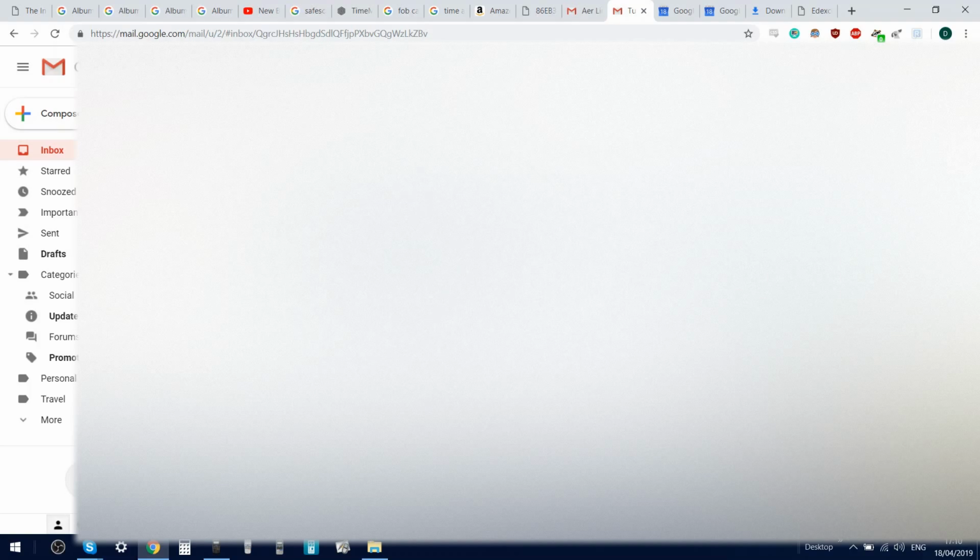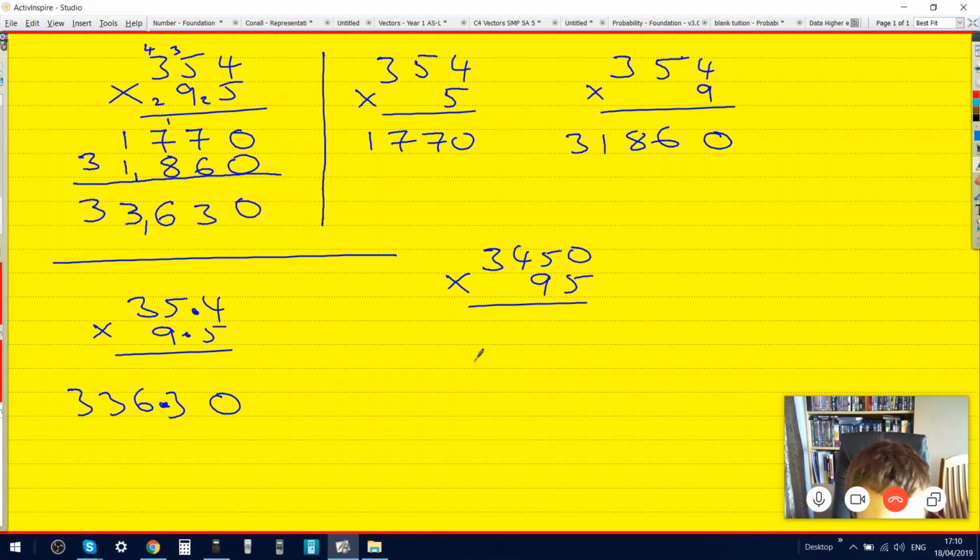Okay, so actually, is there a way that we can use our answer? Any idea what the answer to this one would be, given that we already have the answer for this one? Well, for the first one it was 33,630. But for this one it's 3,450 times 95. So wouldn't that be 336,300? Well done.